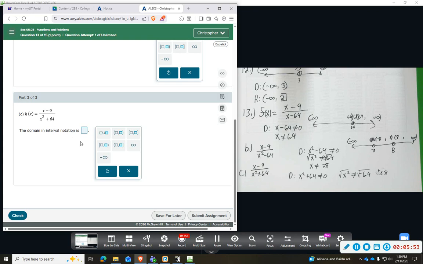So in this case, our domain would be all real numbers, which means on the number line, there are no values that we lose. So it will be the whole number line from negative infinity to positive infinity.